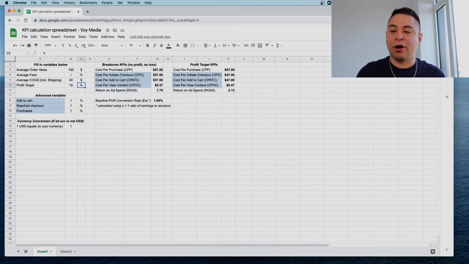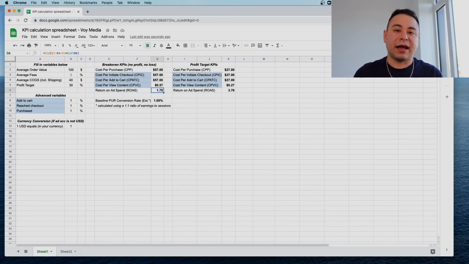So let's say you want to make 10% profit on every sale that you get. What should your ROAS be? So if you want to make at least 10% profit on every sale, now your ROAS needs to be 2.13. So essentially, you can only spend $47 on Facebook to acquire a customer. That's essentially what your CPA is, your cost per purchase. So now let's say you want to make, for example, a 30% profit margin. Look at this. Your break-even numbers don't update because this is the minimum that you need to spend.